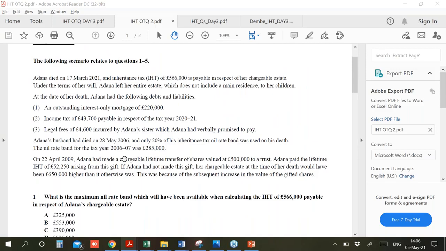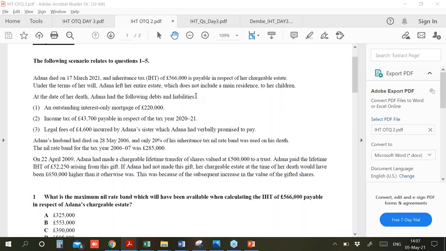Adana died on 17th March 2021. An IHT of 566,000 is payable in respect of her chargeable estate. Okay. Under the terms of her will, Adana left her entire estate, which does not include her main residence, to her children.